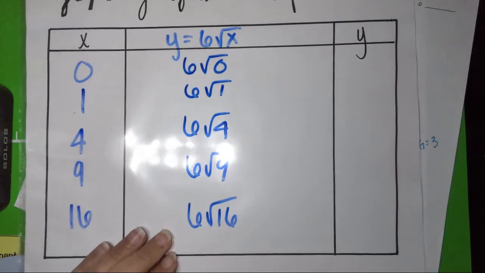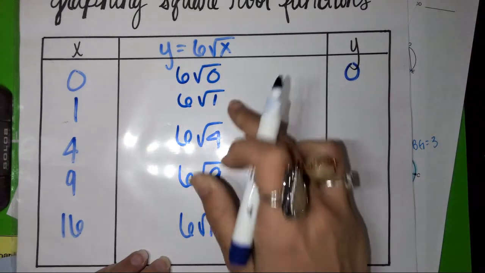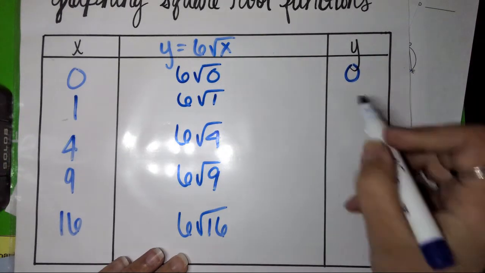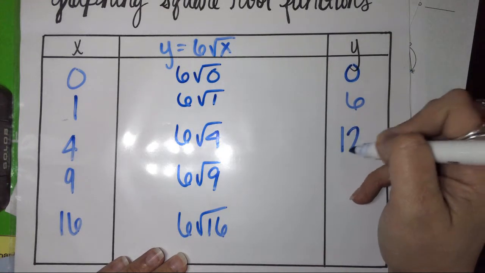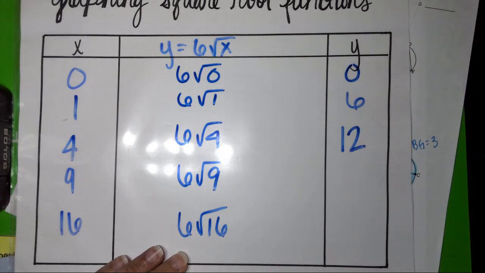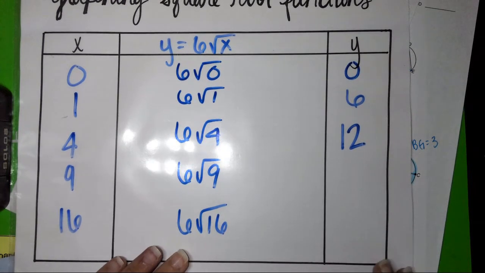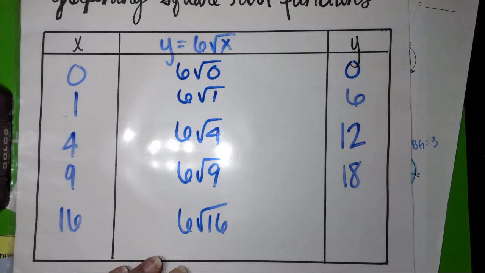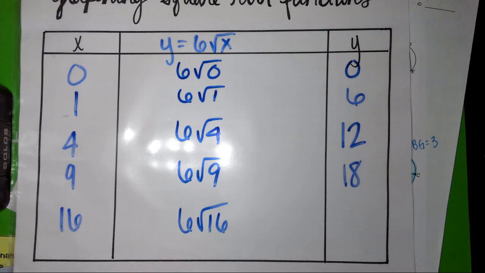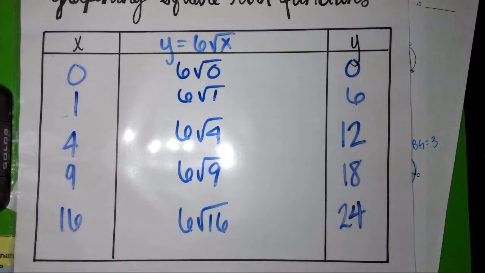All right. What's the square root of 0? 0. 0 times 6 is 0. What's the square root of 1? 1. 6 times 1 is 6. What's the square root of 4? 6 times 2 is 12. What's the square root of 9? 6 times 3 is 18. Square root of 16 is 4. 4 times 6 is 24.